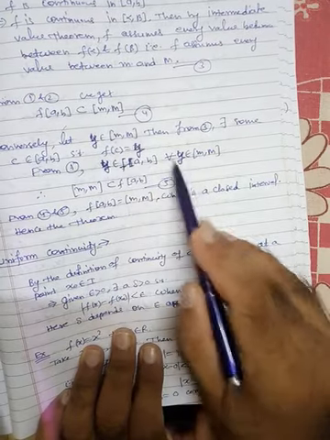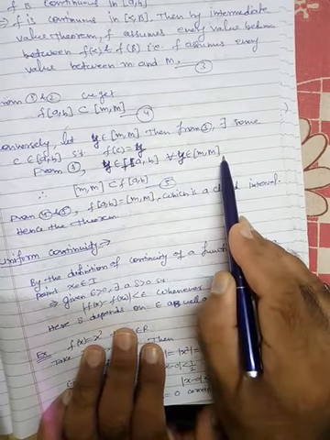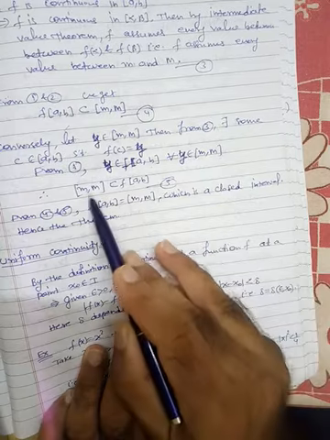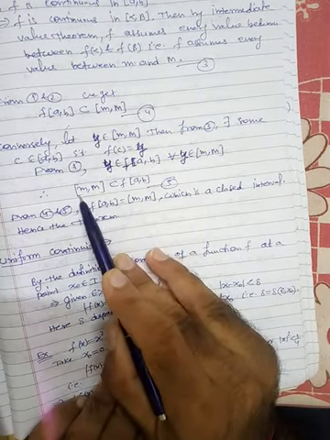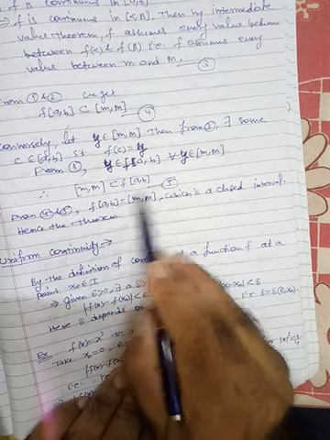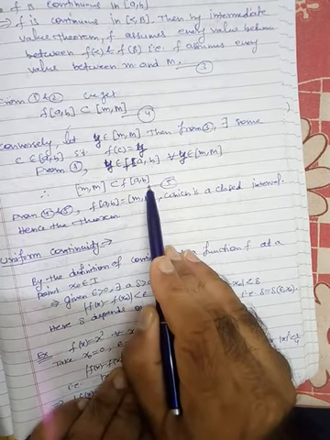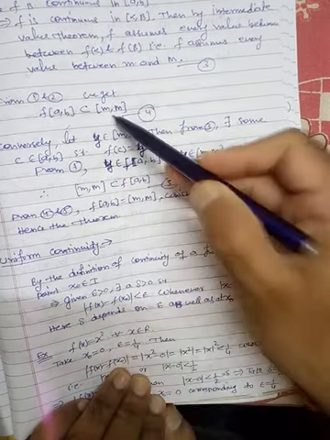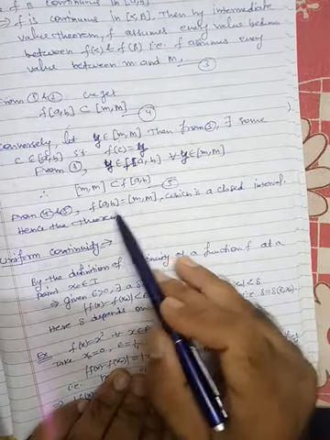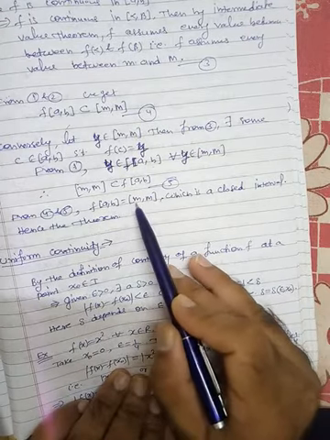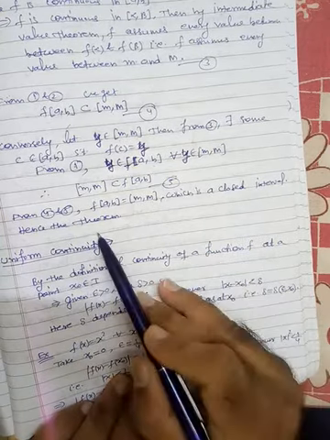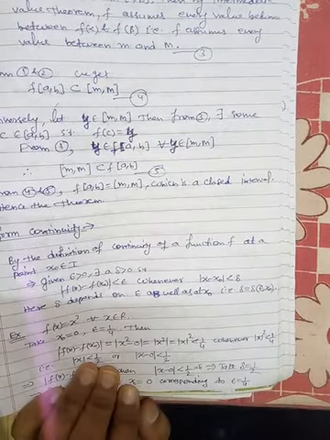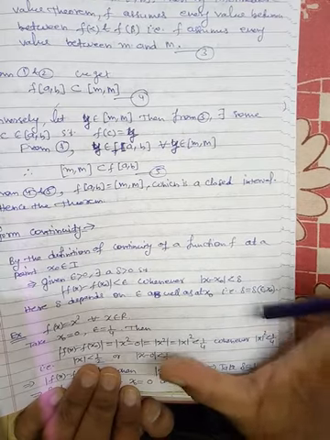So this is valid for all y belonging to small m to capital M. That's why we can say that this closed interval small m to capital M is a subset of f of ab. This is equation number 5. So from 4th and 5th we can say that f of ab is nothing but the closed interval small m to capital M, which is a closed interval, and this is the theorem. So this is the preservation of interval theorem, closed interval.